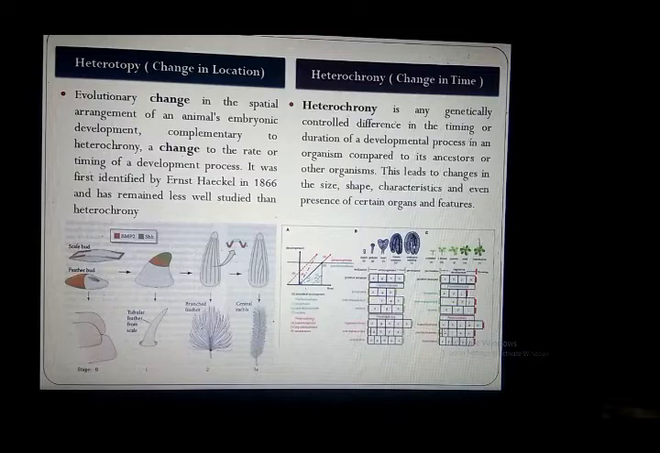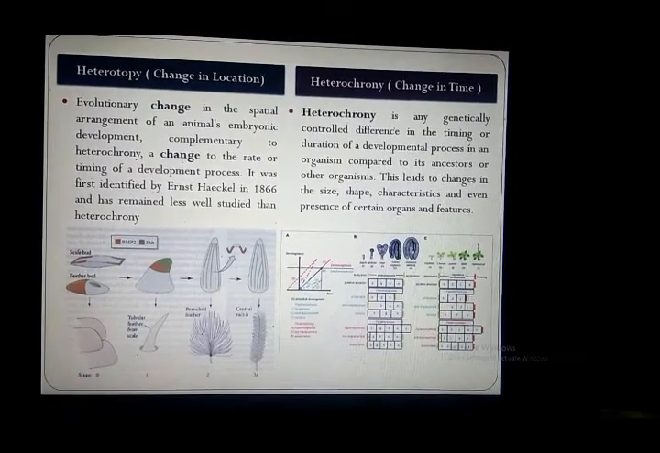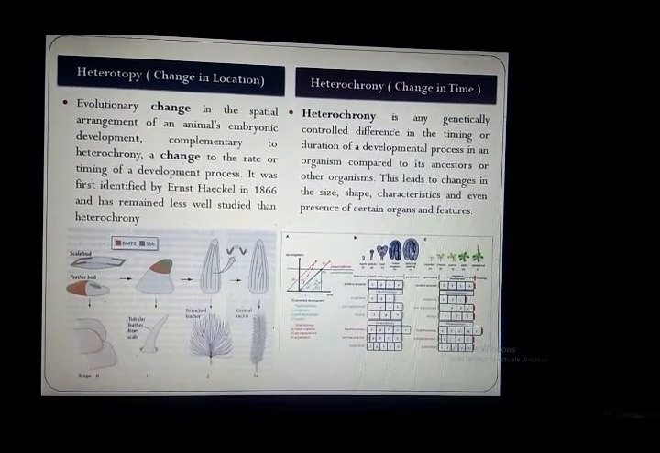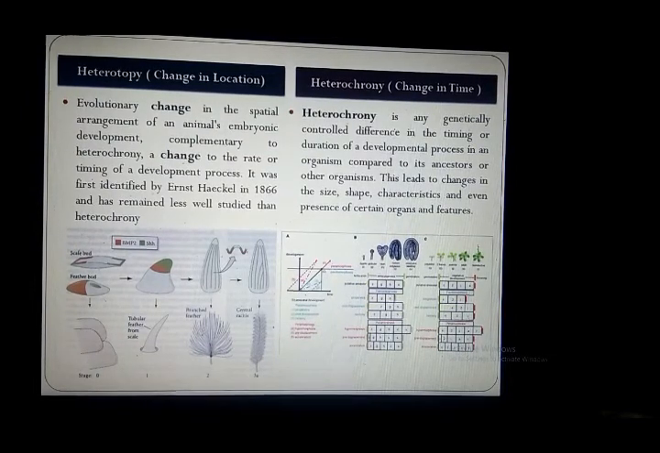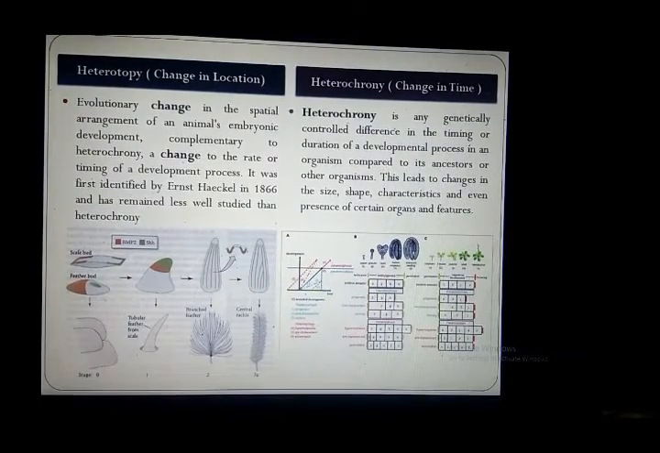The second is heterochrony, or change in time. Heterochrony is any genetically controlled difference in the timing or duration of a developmental process in an organism compared to its ancestors or other organisms. This leads to change in the size, shape, characteristics, and even presence of certain organs and features.